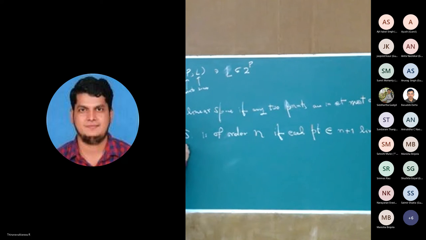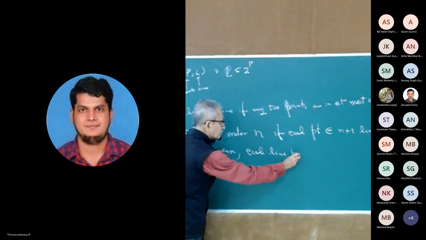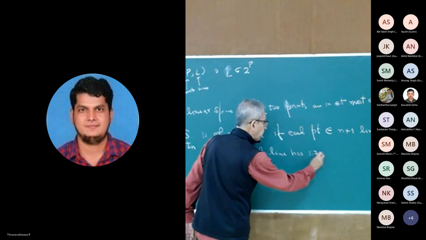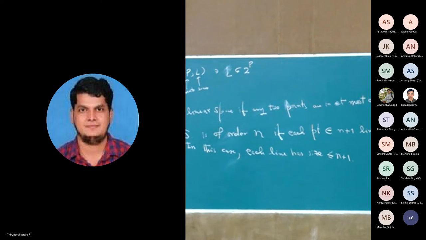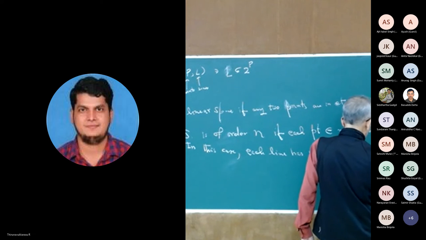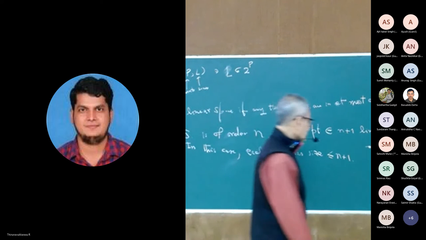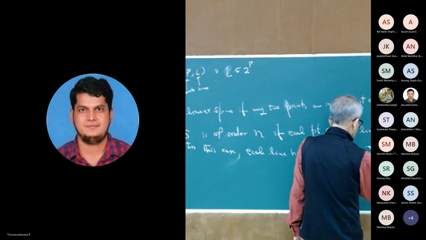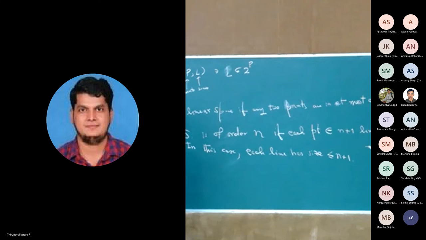But in this case, one can conclude that for a partial linear space of order n, each line has size less than or equal to n plus one. Why? Let me give a proof by picture. So you have a line with a certain number of points on it. Take a point outside. I'm assuming n is positive, so there will always be a point outside. Look at the lines joining. Sorry, not in this case. For a linear space, I mean.